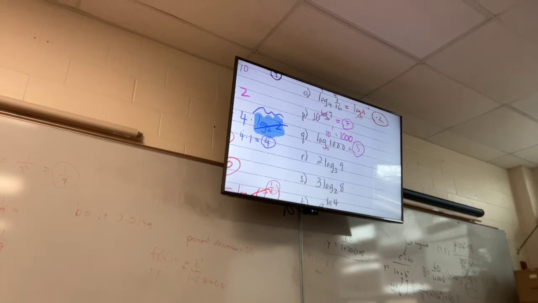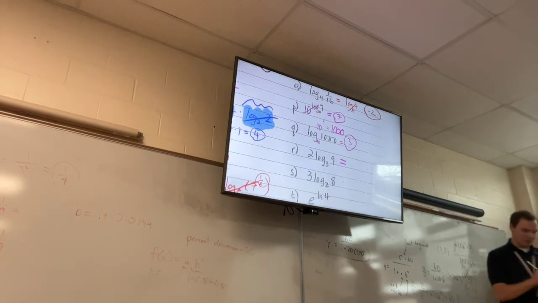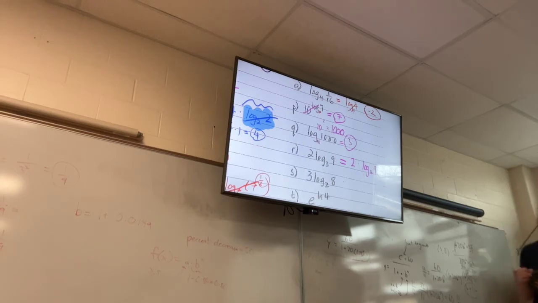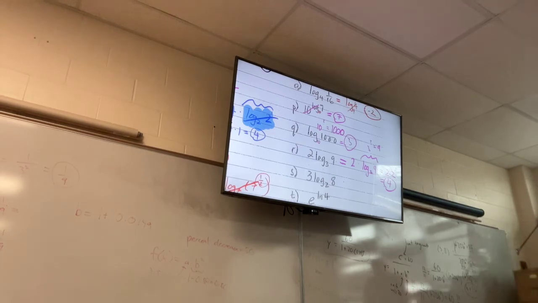This next one, R, is not too bad. Elise, you have an idea? This is 2 times log base 3 of 9. What does that log evaluate to? Yeah, so this is the same as 3 to the what equals 9? 2, yeah. So it would be 2 times 2, which equals 4. Did you follow that?